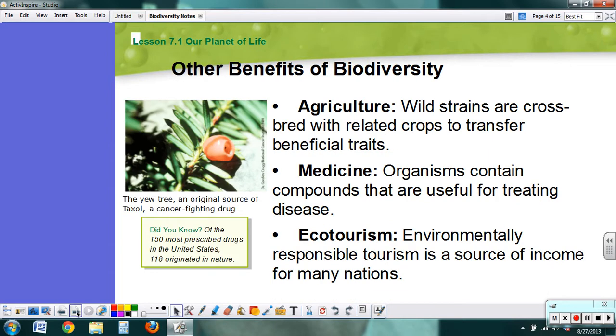Other benefits to biodiversity, these are human benefits, such as agriculturally. We can genetically cross different species and get better food crops. We use it for medicine, medicinal purposes, whether it's plants or animals. And then tourism, which helps our economy.